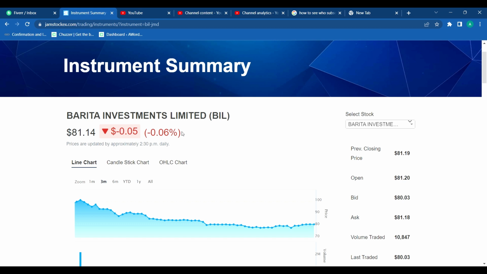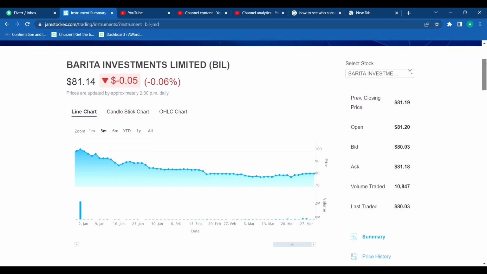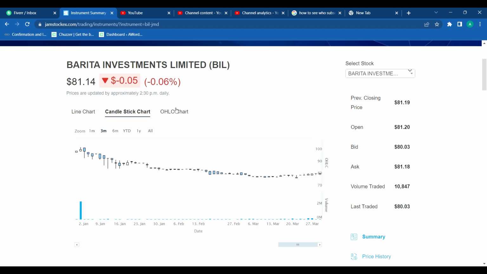Here you will see that the stock dropped by 5 cents today, which is equivalent to 0.06%. Now let us scroll down. There are different charts shown. You have a line chart, a candlestick chart, and an OHLC chart. The best chart to work with would be the line chart.